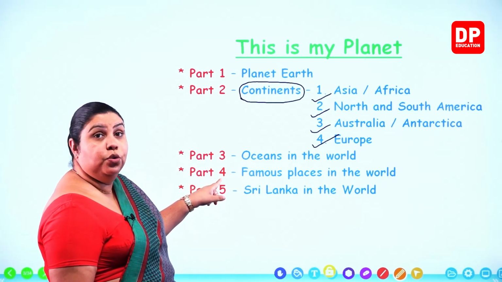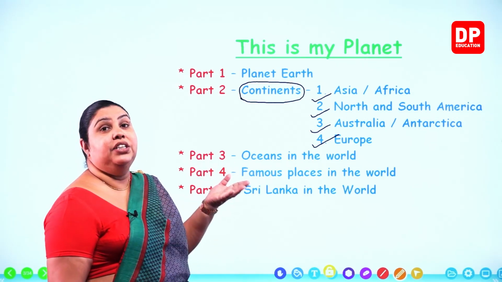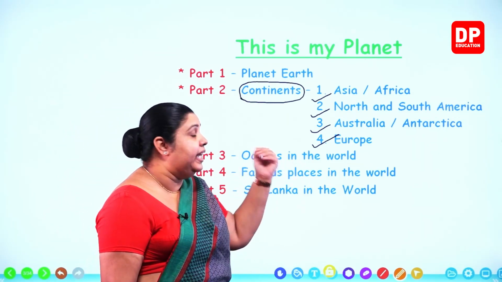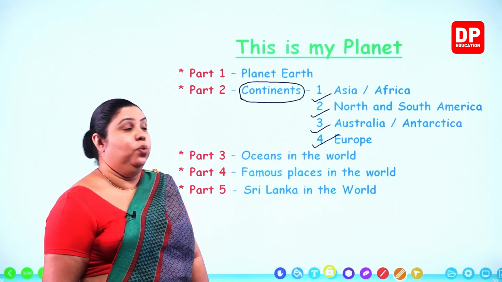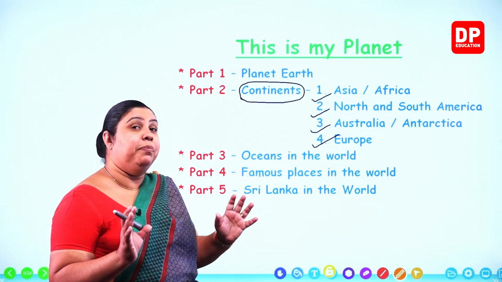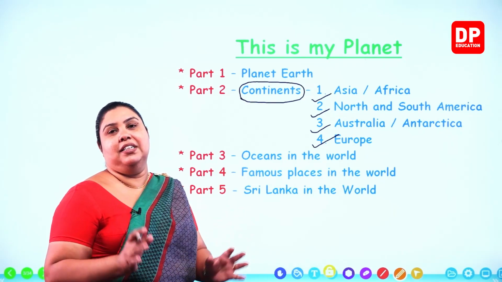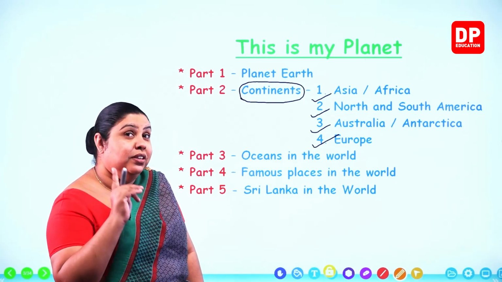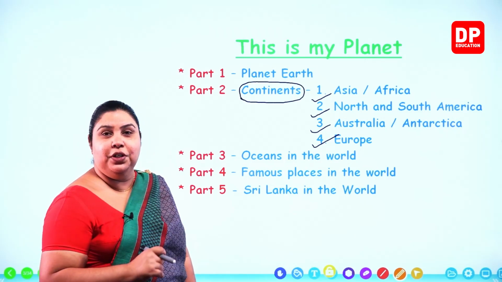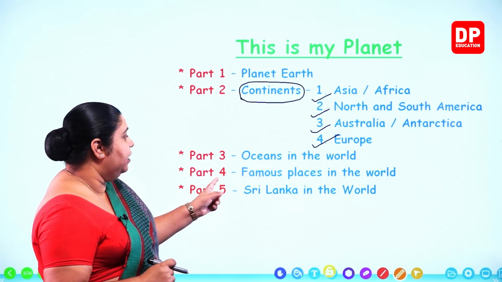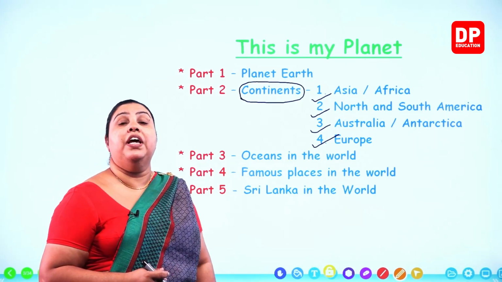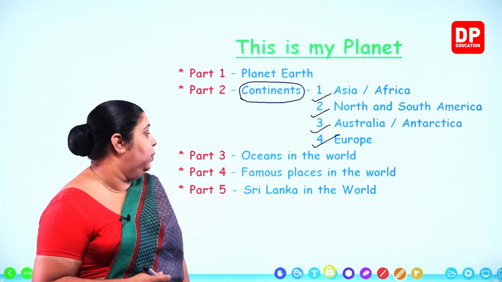Our lesson number 2 part 4 will teach us about famous places in the world. ලෝකයේ තියෙන ඉතාම ජනප්‍රිය ස්ථාන තියෙනවා පුතේ. Different beautiful places around our world. So that's going to be something interesting for you. So lesson number 2 part 4, we will talk about famous places in the world.